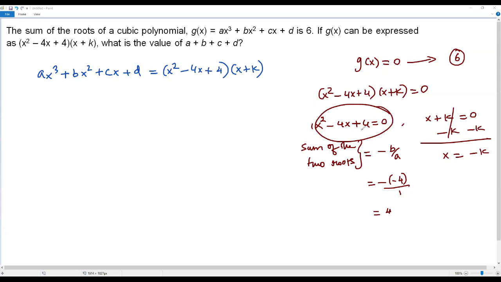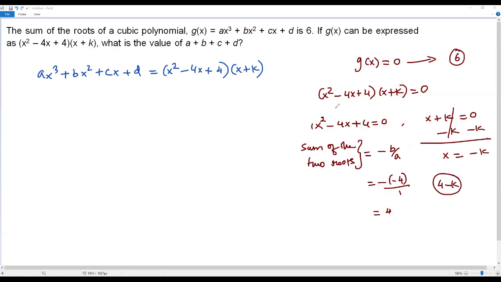Okay, for this quadratic equation, I got the sum of the 2 roots as 4. And in this equation, I got 1 root, that is negative k. Now, to get the sum of the 3 roots of this equation, I just have to add the sum of the 2 roots over here and 1 root over here. So when I add them, I'm getting 4 negative k.